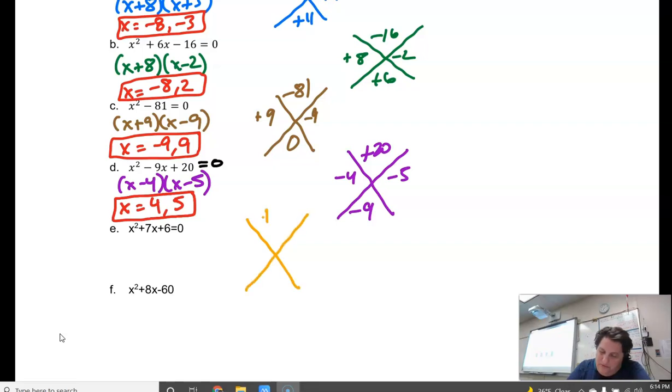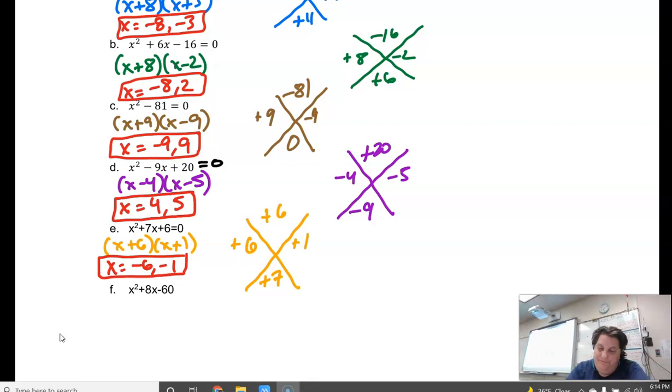Let's see, this one is what multiplies to make 6 and adds to make 7. That's going to be positive 6, positive 1. So when I factor that, I get (x + 6)(x + 1). Okay, and it does say equals 0. So my solutions are negative 6 and negative 1.